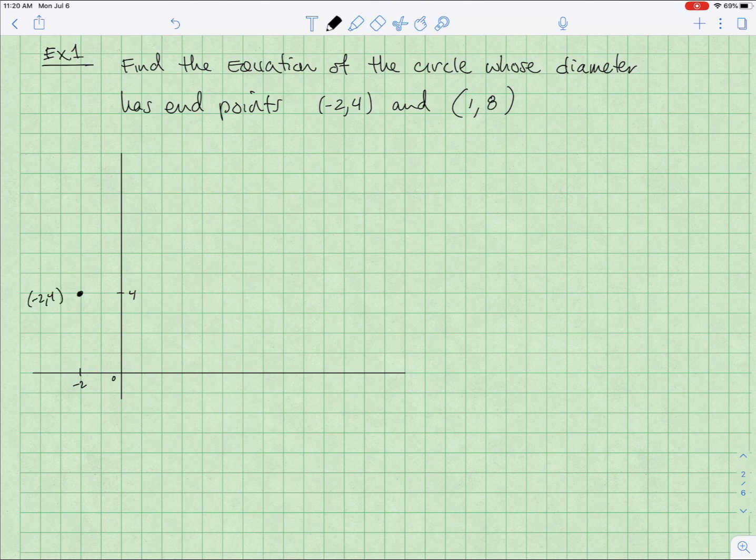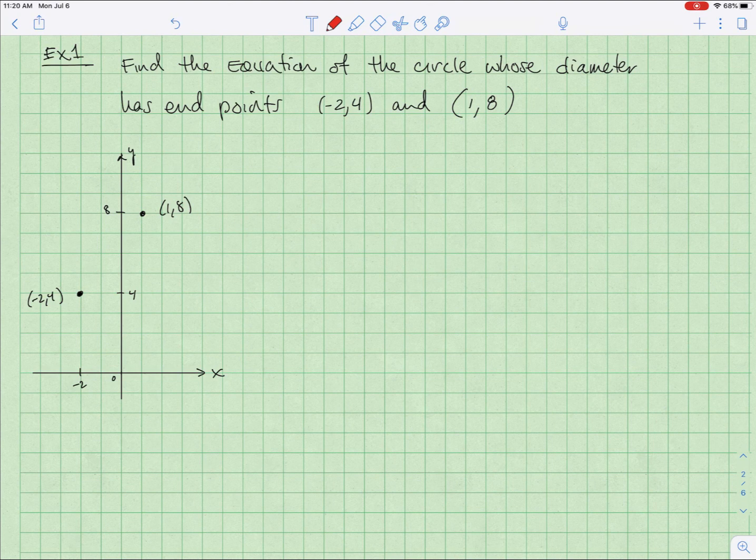1, comma 8. Where this is the y-axis. And I guess I didn't need all of that x-axis. Let's shrink that up a little bit. There we go. X-axis. And we're looking for the equation of the circle that passes through those 2 points.